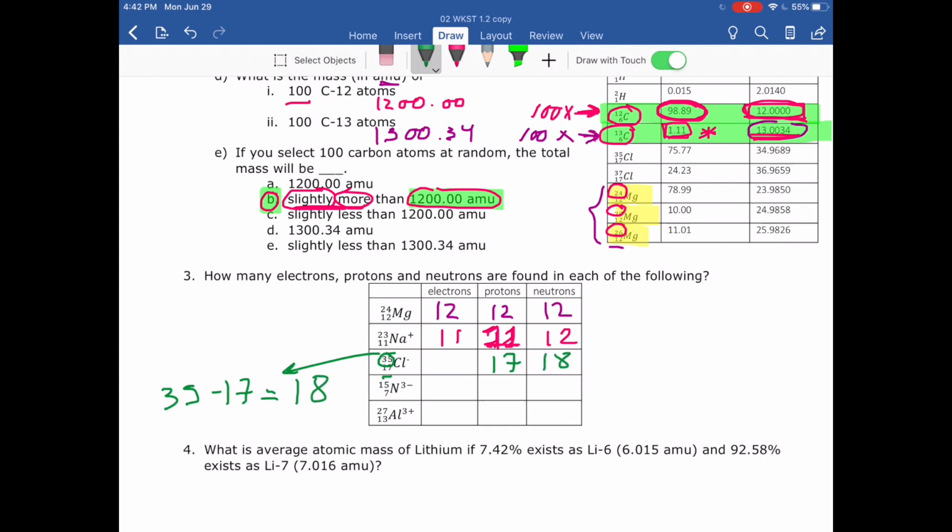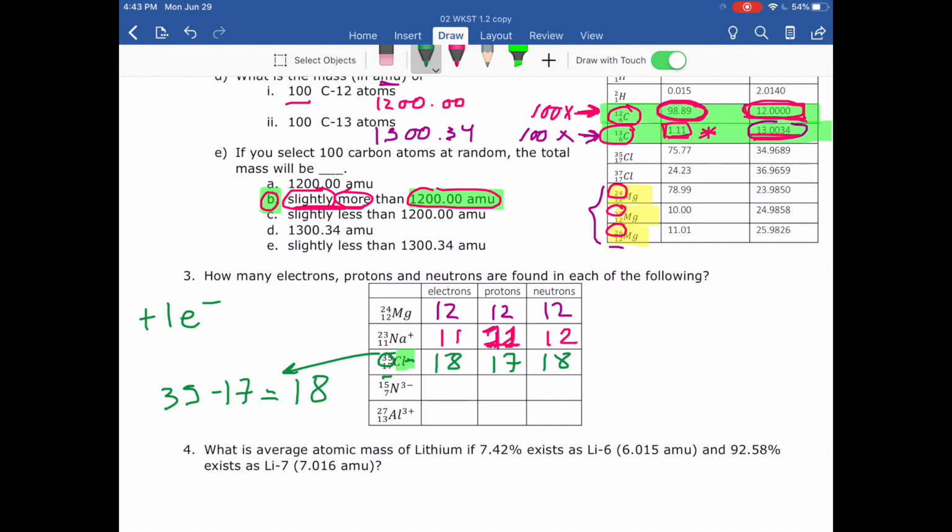And finally, because chloride is an ion, it has a negative charge. One negative charge means one more electron than the neutral chlorine. The neutral chlorine would have 17 electrons, same as the protons, but the chloride has one negative charge extra. So it has one extra electron. So therefore, instead of 17, it's going to be 18 electrons.